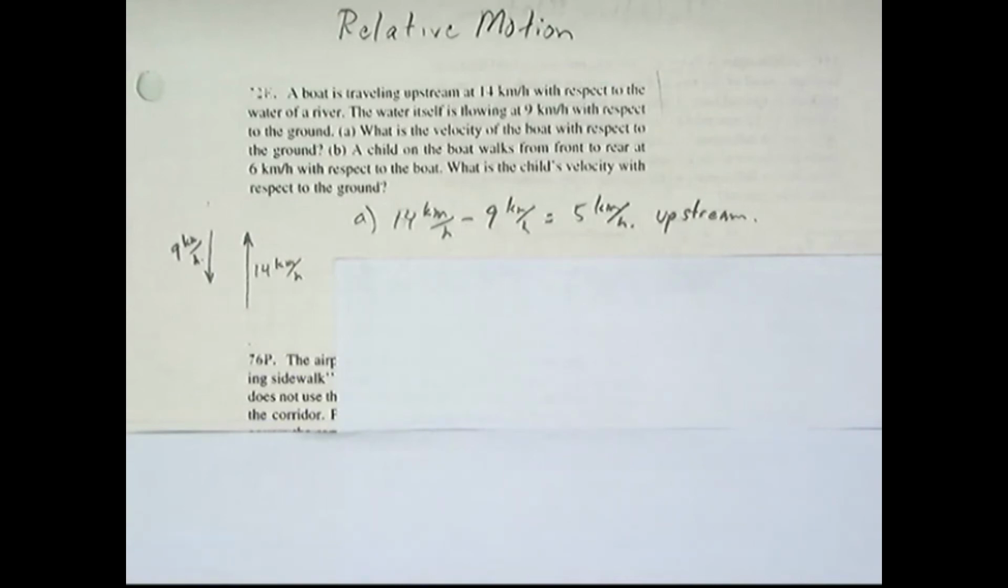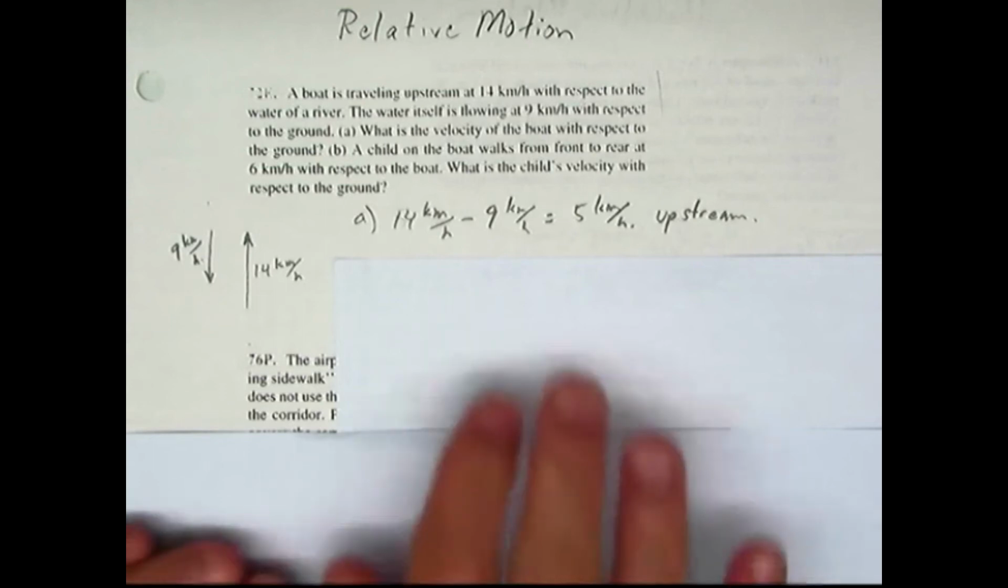Okay, so now you take it a step further. Now you have a child that's walking on the boat. So now the child is walking with respect to the boat, which itself is moving with respect to the water, which itself is moving with respect to the ground. So now how do you do it? You just add the velocities in with plus or minus signs depending upon which direction they're going in, right? So what do you think?